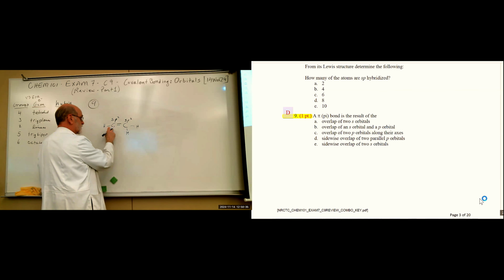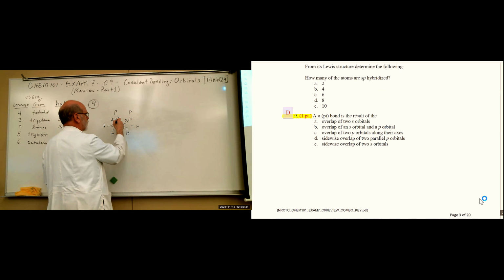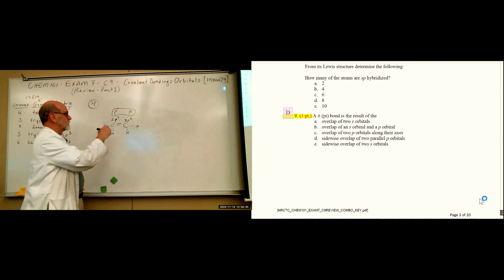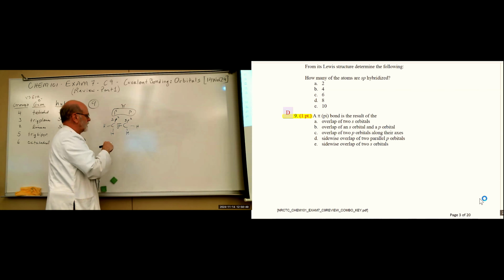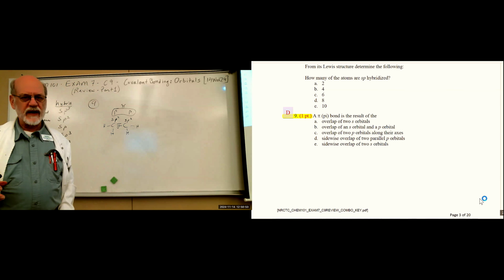That gives us a sigma, sigma, sigma. That pi forms from the extra p that's unused on each one, and those p's overlap to give you that pi bond. And one of them is a sigma. On axis is the sigma. Off axis overlap is the pi bond.